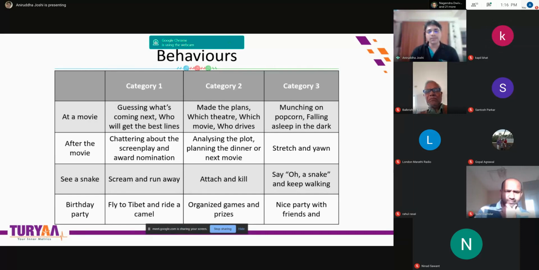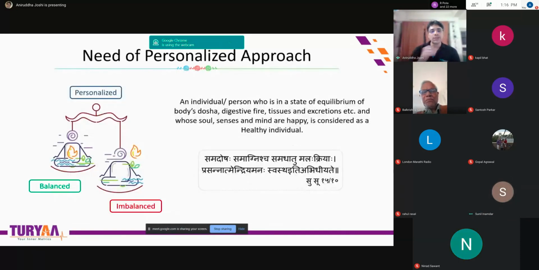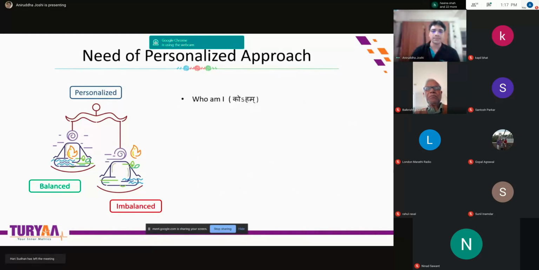So sometimes you're of one category, sometimes you're of a second category, and so on. So you should know when to choose which, and so on. So it's all about personalized balance and imbalance. You should know your Prakruti, which is your own balance state, and who you are today, which could be balanced or imbalanced. This slide was covered by Vaidya Tejaswini yesterday, that Samadosha. Basically, if you're balanced, then typically you are healthy.